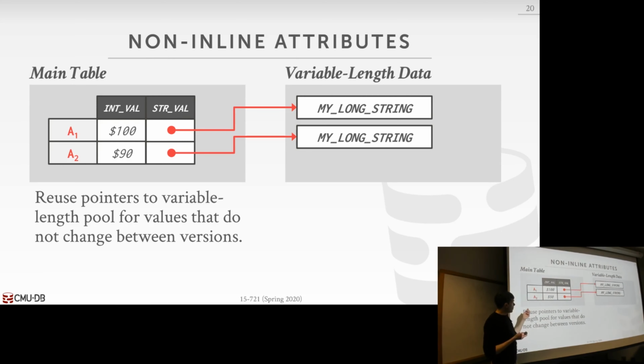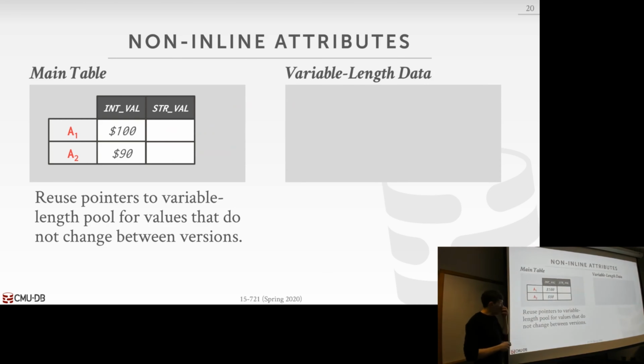Because if I start doing garbage collection and I clean up A1 because A2 is now the latest version, if this thing is pointing to this and I go clean that up, then now my pointer points to nothing, and that's bad. Right? So that sucks, right? So that means for every single time, even if I don't update this string at all, I'm still making a copy of all the string values.